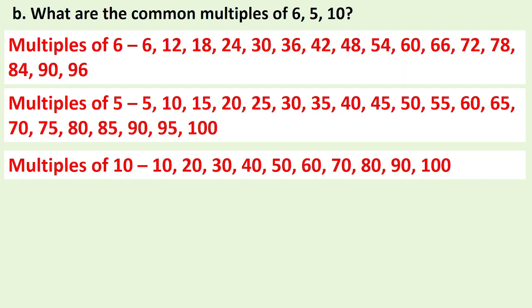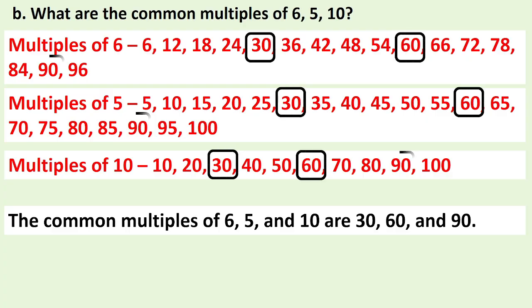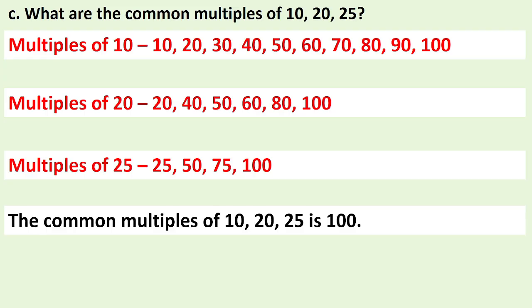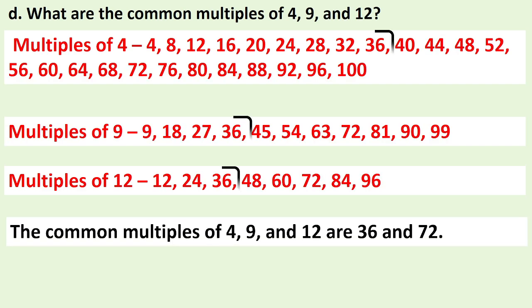What are the common multiples of 6, 5, and 10? The common multiples of 6, 5, and 10 are 30, 60, and 90. What are the common multiples of 10, 20, and 25? The common multiple of 10, 20, and 25 is 100. What are the common multiples of 4, 9, and 12? We have here 36 and 72.